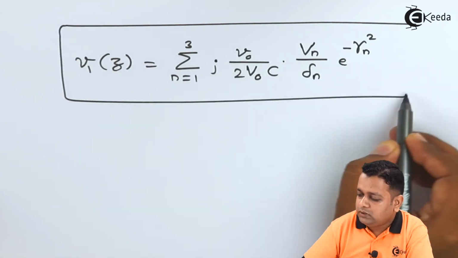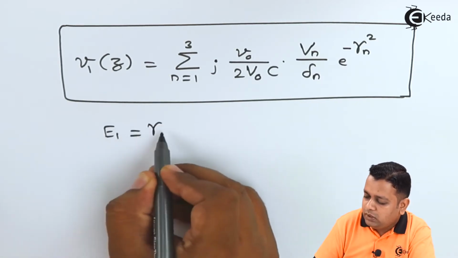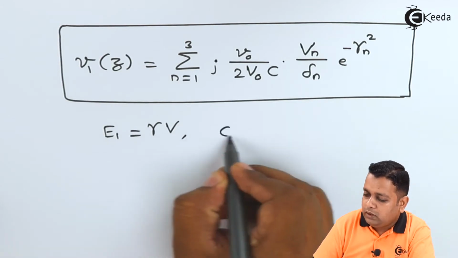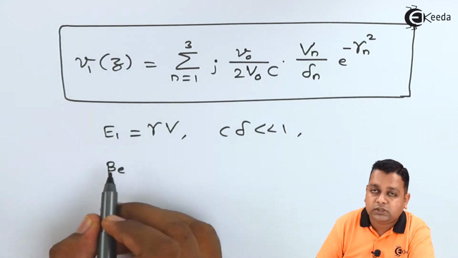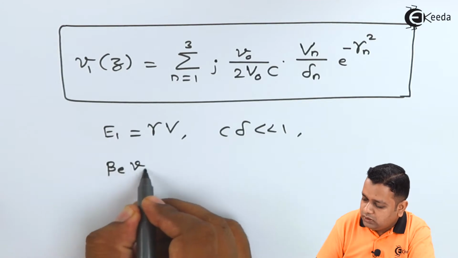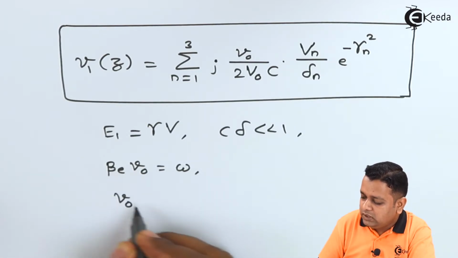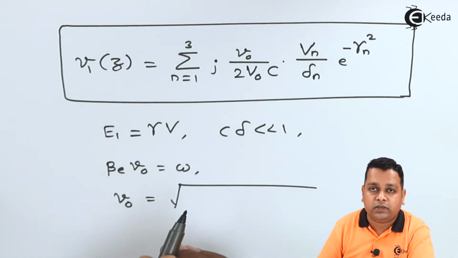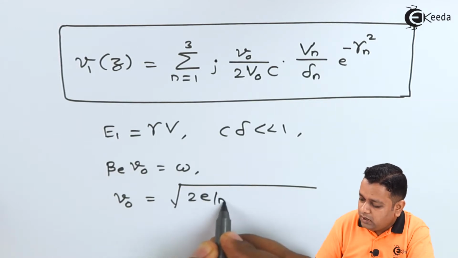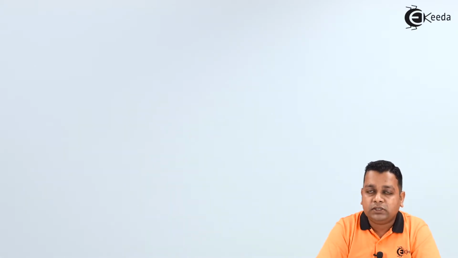The fluctuating velocity here we have represented with capital E1 as before, given by gamma into capital V, with the condition C into del very much less than 1, the product of phase shift constant beta e into the DC electron velocity v0 equal to omega, whereas this DC electron velocity v0 is governed by the equation that is totally dependent on the DC potential, that has square root of twice e by m ratio in multiplication to capital V0.